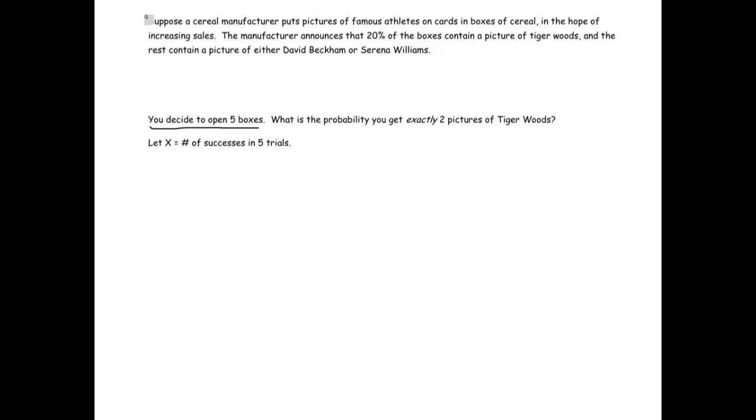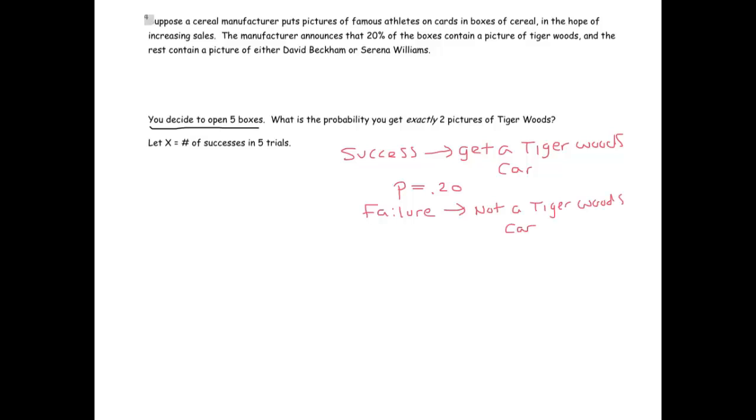Okay? So, we're saying let X equal the number of successes. So let's define what a success is. Success, we mean to get a Tiger Woods card. So therefore the probability of success, or our p, would be 0.2, and failure would be if we don't get a Tiger Woods card. So that's our q, which would be 0.8. Okay, so far so good.